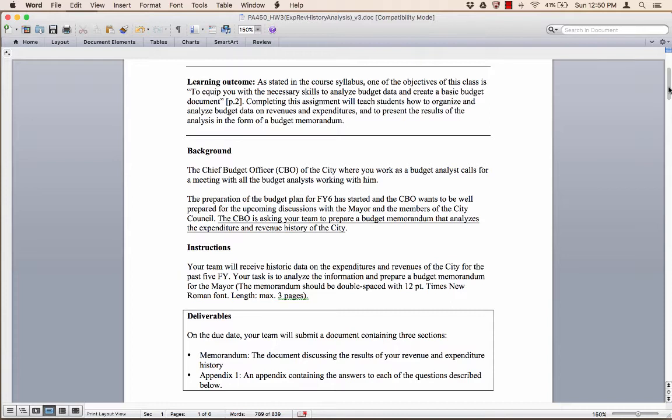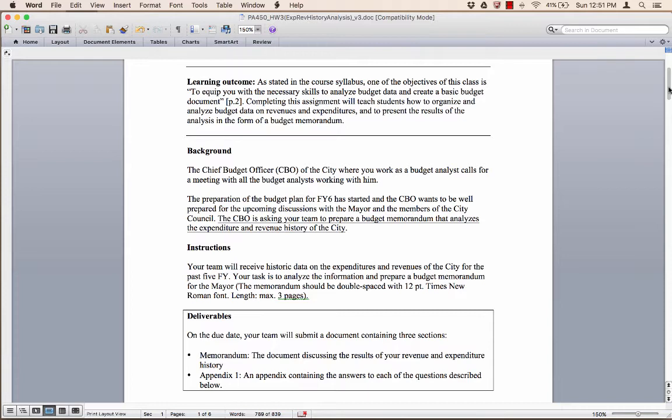Let us assume that you are a budget analyst working at the Chief Budget Officer's office. Your team has been called to participate in a meeting with the Chief Budget Officer. For the purposes of this assignment, we are going to assume that the team is engaged in the preparation of the budget plan for fiscal year 6.